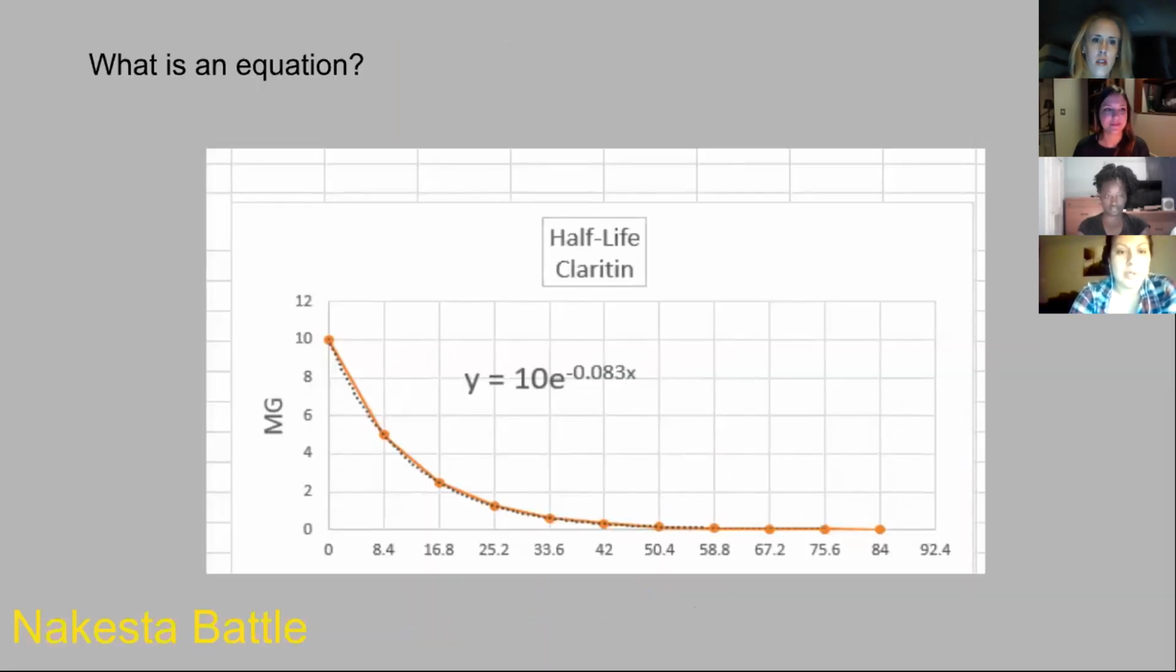Nakesta, what is an equation? Well, an equation is a statement that the values of two mathematical expressions are equal. When you fit a trend line to your data, the graph will automatically calculate the value. So if you want to, you can also display yours on the chart like mine is.